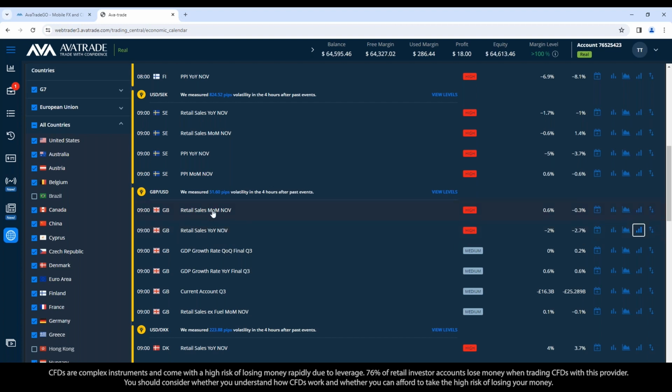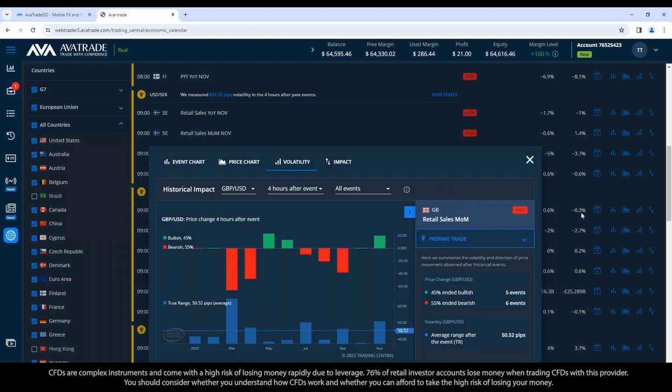What about month over month? Maybe there's more of a focus on the change from one month to the other by investors. So if we analyze the month over month data compared to the year over year, if they come in above forecast, there is a statistical advantage to buy on the pound.